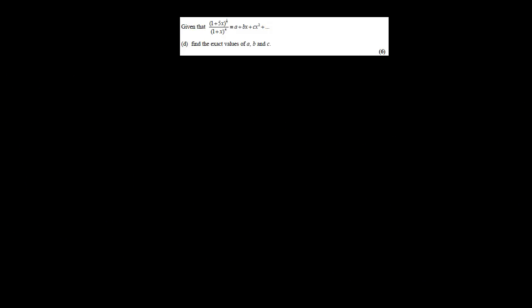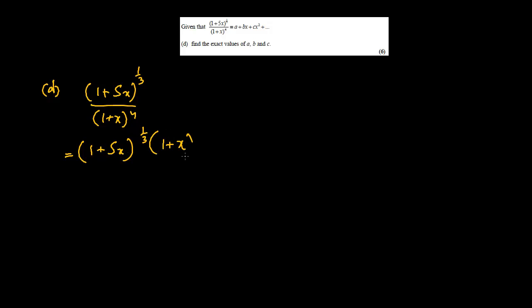The final question is again an expansion. It has nothing to do with the approximation that we just did. It is similar to question part A. So remember, in binomial series expansion, there's no division. So if you have (1 plus 5x) to the power 1 by 3 divided by (1 plus x) to the power 4, it basically means (1 plus 5x) to the power 1 by 3 times (1 plus x) to the power minus 4. Since we have already expanded this, we need to multiply the expansion of both. Since we know the expansion of this, I'm going to find this first.